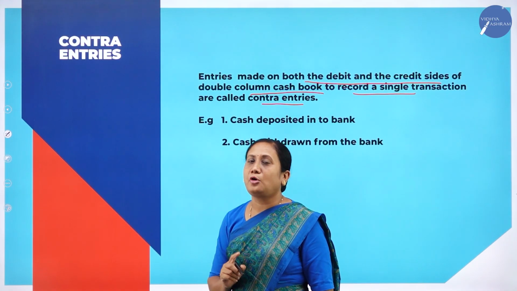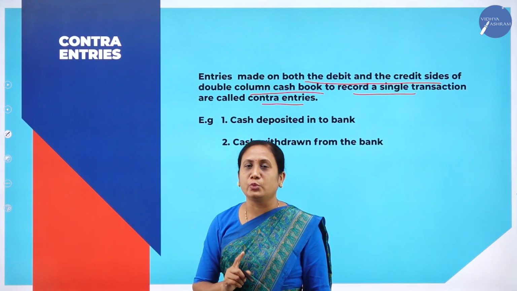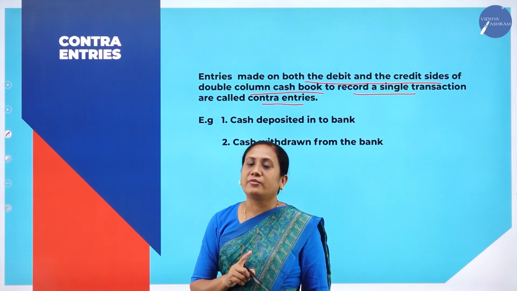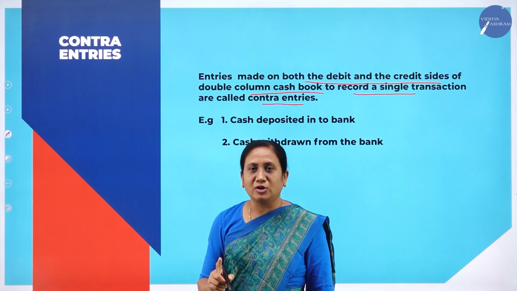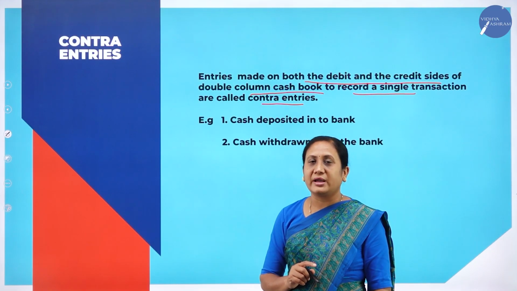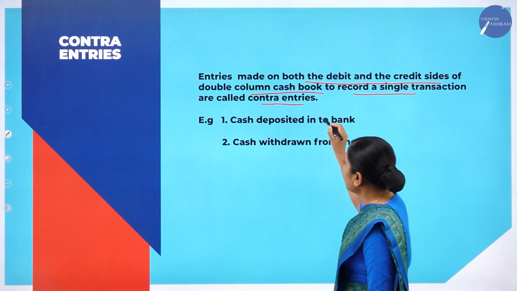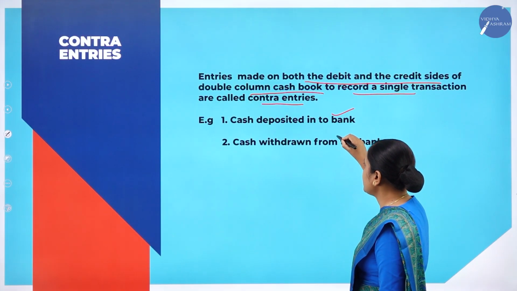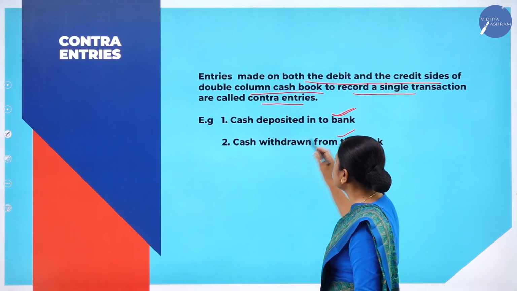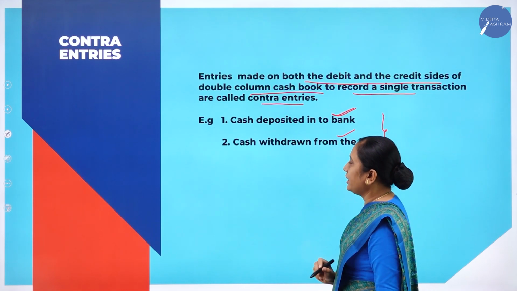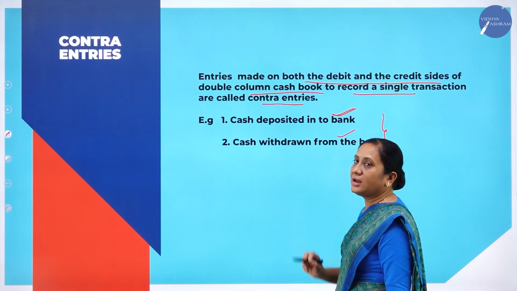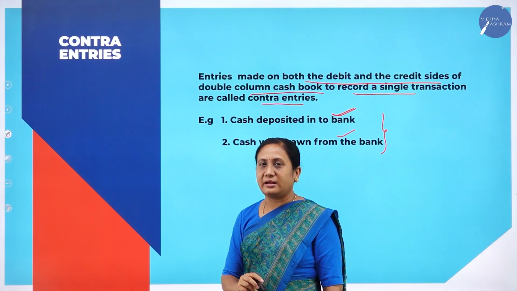It means to say that for one single transaction we make two entries, one on the payment side, one on the receipt side, or one on the debit side and another one on the credit side. Such type of transactions we call contra entries. For example, cash deposited into bank and cash withdrawn from the bank are examples of contra entries.